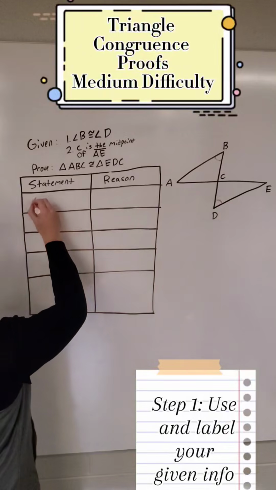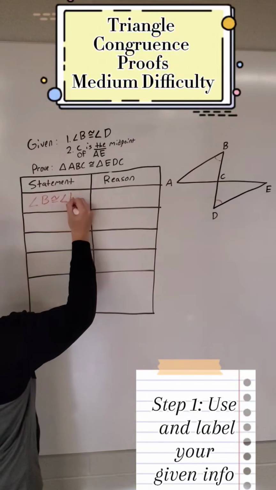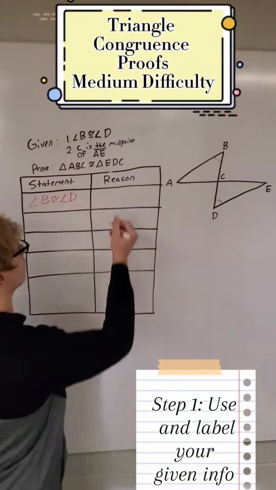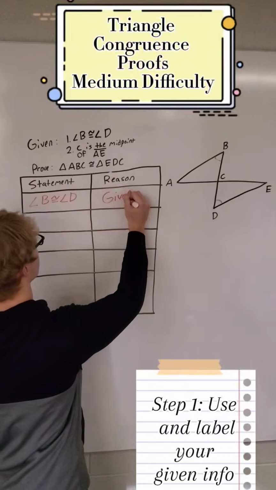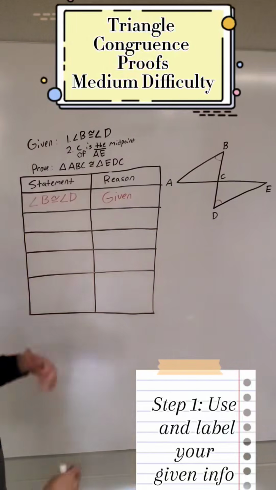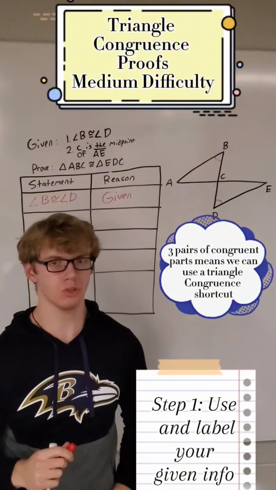We have statements and reasons. Our first statement is going to be the information that was given to us, and the reason that we know it is because it was given to us. So our reason is going to be given. Now, our goal is to prove that triangle ABC is congruent to triangle EDC, and we need three pieces of information to use one of our congruent shortcuts.